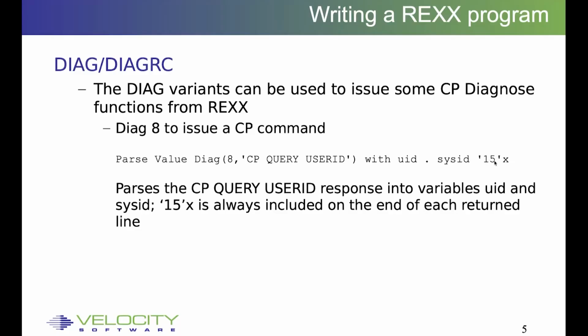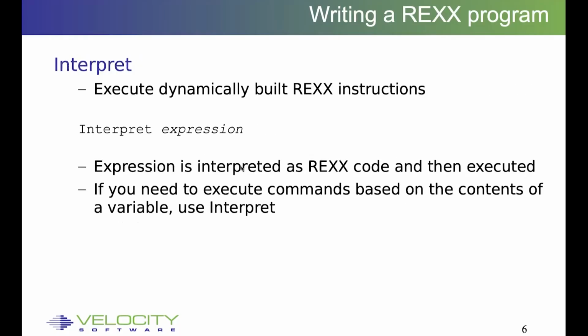At the end of the response is a hex 15 value. So we're going to use that as part of the parse command to terminate the command and terminate the sysid variable. This hex 15 is always included as part of the command response when using diag8.